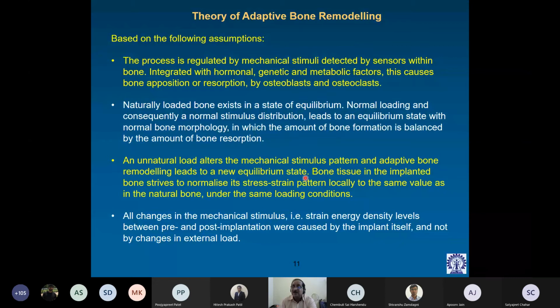Bone will adapt its structure and reattain a new equilibrium state. It will try to accommodate the change, and by adapting its structure, it will reach another new equilibrium state. So bone tissue, say for implanted bones, tries to normalize its stress strain pattern locally to the same value as the natural bone under the same loading condition.